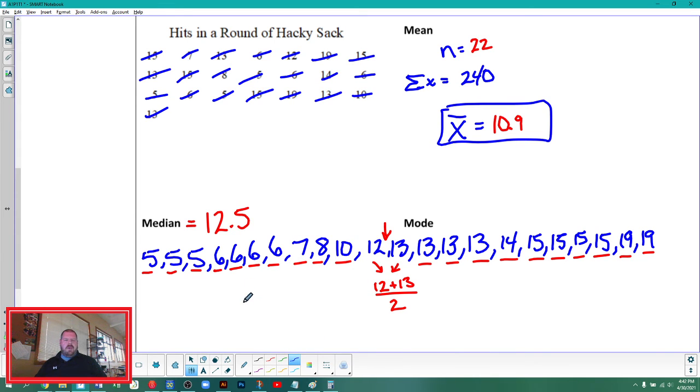For mode, I'm looking for the most common number. I see that I have 4 6s. I also have 4 13s and 4 15s. So typically we save the mode for the one number that's repeated the most. In this case, I have 3 numbers that are repeated the same amount of times, so I list all 3. 6, 13, and 15 are all modes of this set of data.